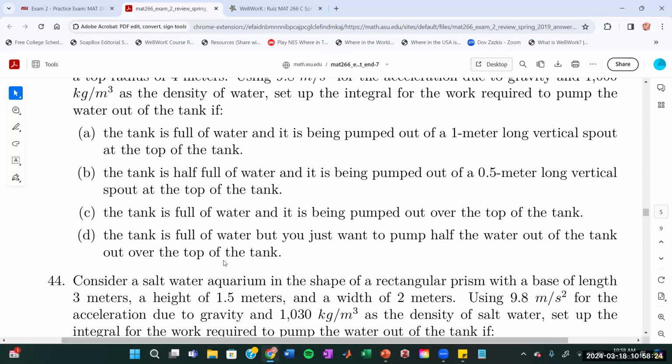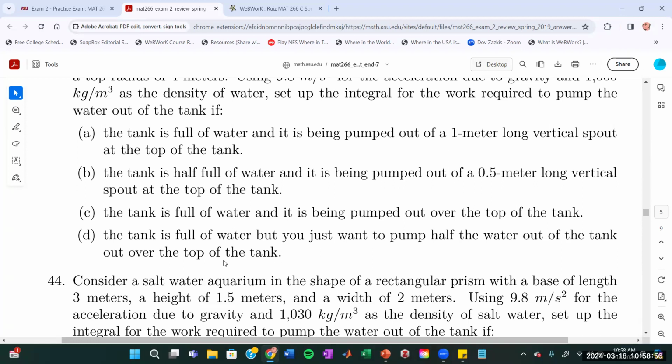Where is X equals 0? You don't really care where X equals 0 is because you're not integrating there, but if you do this, where does X equals 0 have to be? Well, let's answer this first. Where does X equals 1 have to be? Right here, right? Where's X equals 21? So then where's X equals 0? X equals 0 is the spout, right?